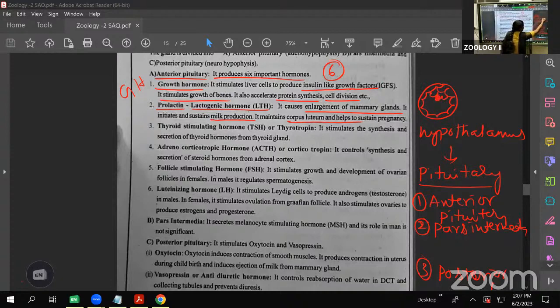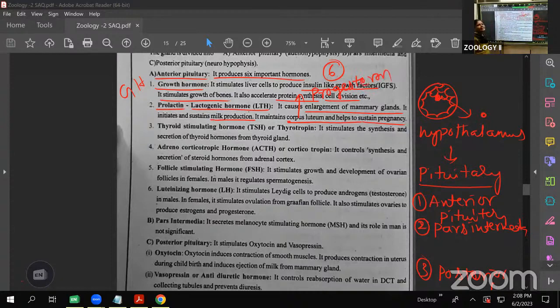After the release of the ova, after ovulation, the remaining mass is there. That mass is formed as a yellow color, that we call the corpus luteum. This corpus luteum is maintained by the prolactin hormone and sustains pregnancy. In pregnancy time, the corpus luteum is producing a hormone all the time. That hormone is called the progesterone hormone.